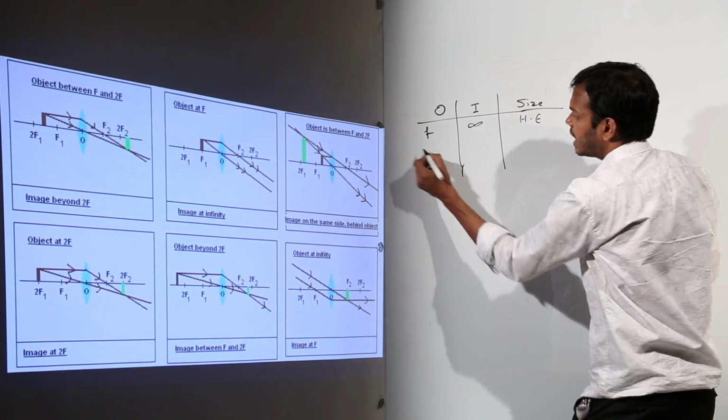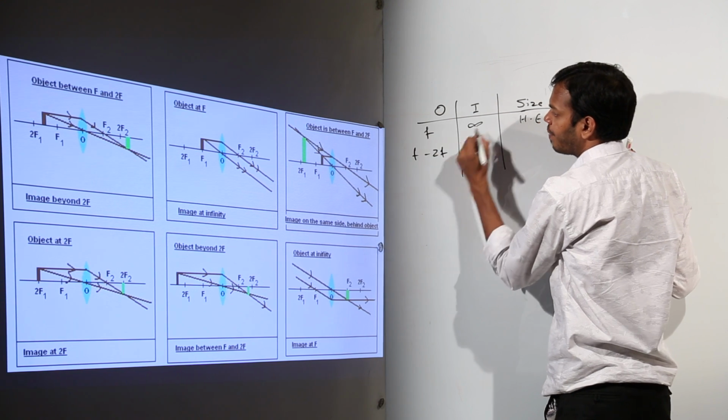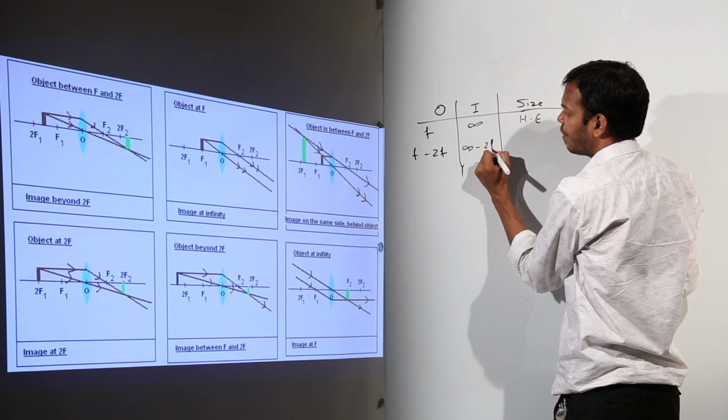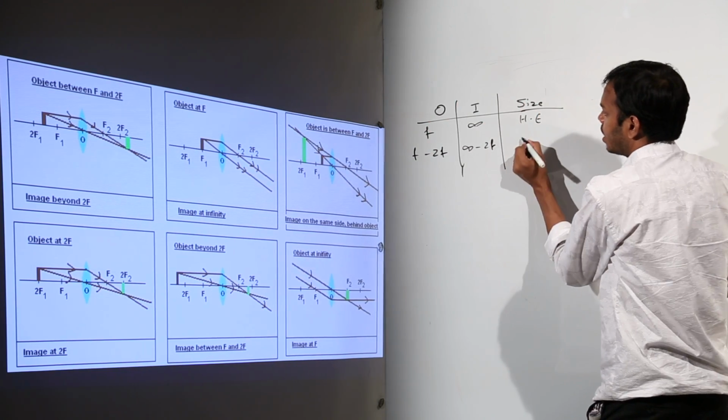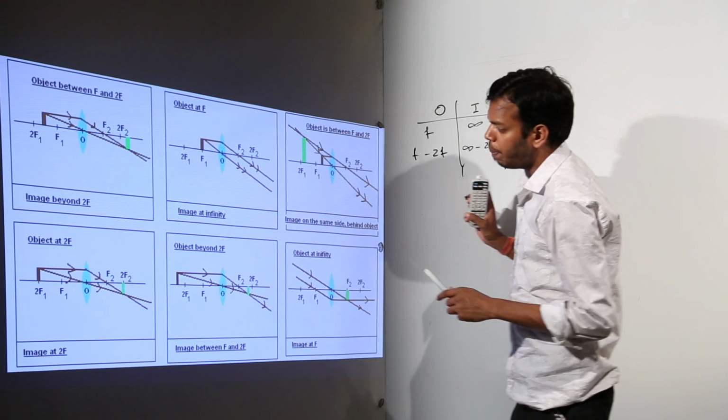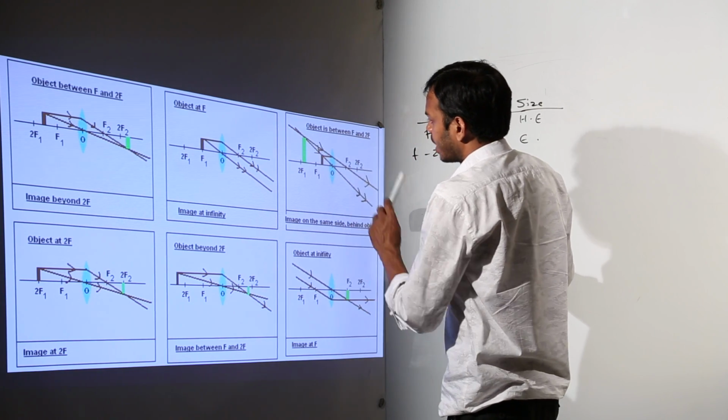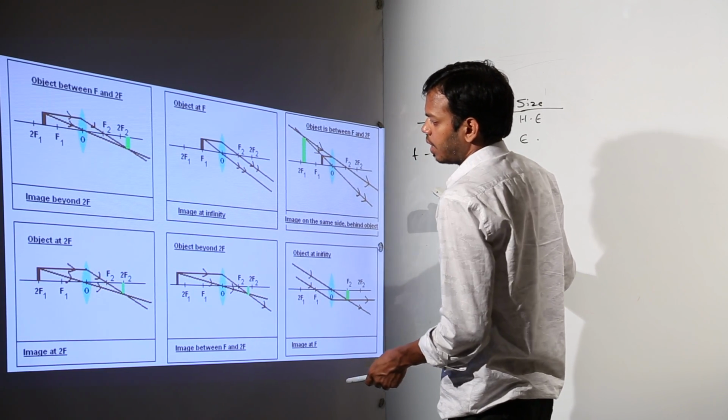So, when the object is placed between F and 2F, the image has shifted from infinity to 2F, it has come closer, and the size is still enlarged as compared to the object. So, enlarged. But if you place it at 2F, where is 2F in the diagram? The 2F is this one.